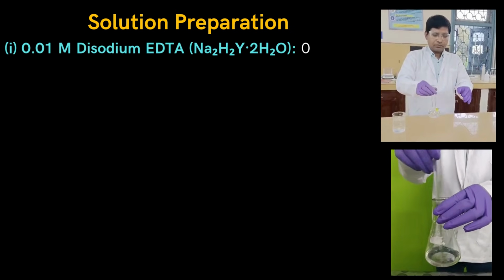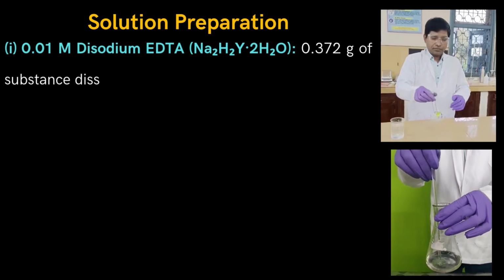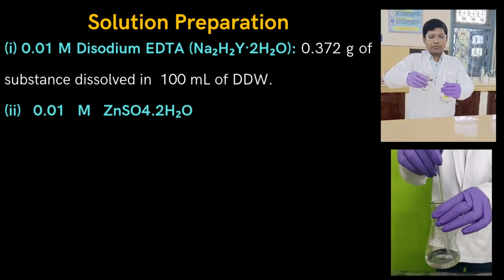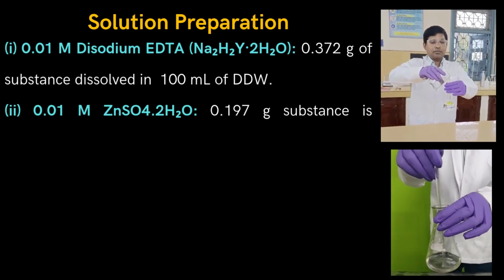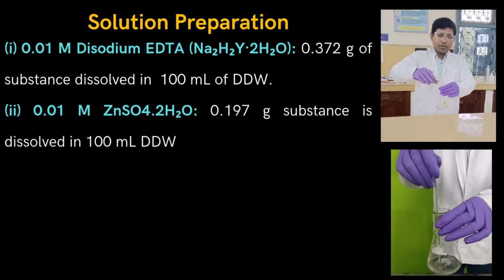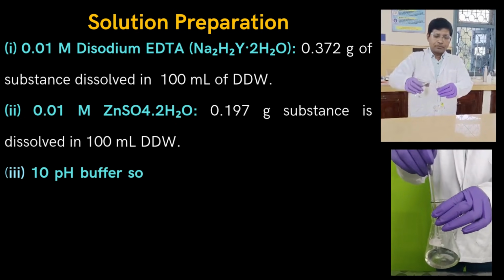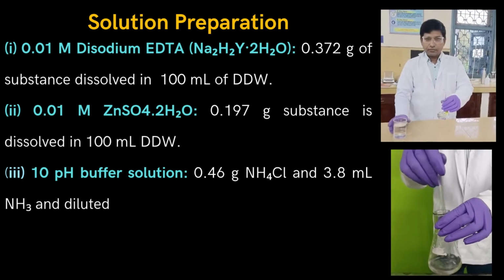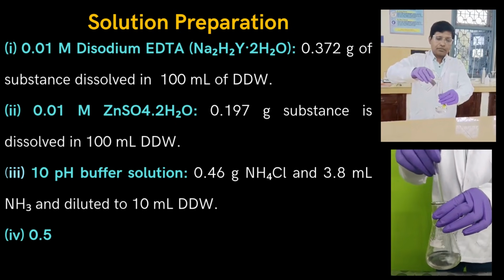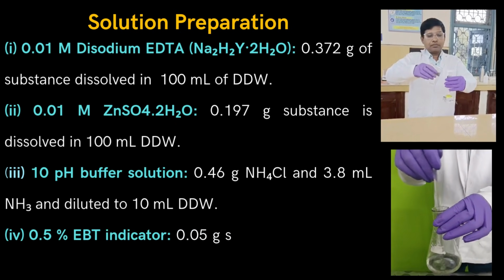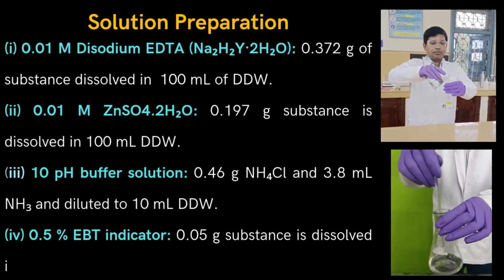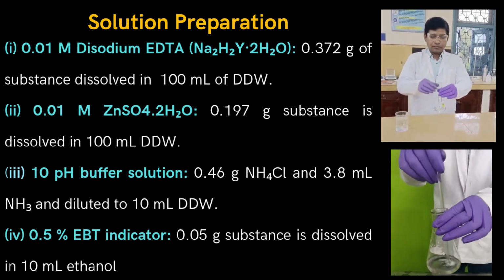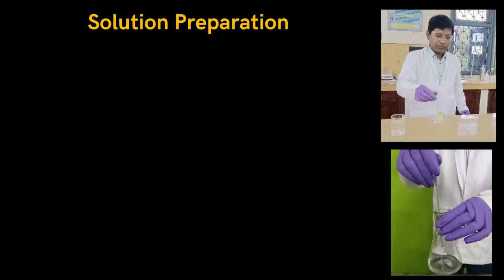First one is, 0.01 molar solution of disodium EDTA, prepared by dissolving 0.372 gram of substance in 100 ml of double distilled water. Second one is, 0.01 molar zinc sulfate, prepared by dissolving 0.197 gram of substance in 100 ml distilled water. Third one is, pH 10 buffer solution, prepared by taking 0.46 gram ammonium chloride and 3.8 ml of ammonia and then diluting to 10 ml with distilled water. Fourth one is 0.5% EBT indicator, prepared by dissolving 0.05 gram of substance in 10 ml ethanol.